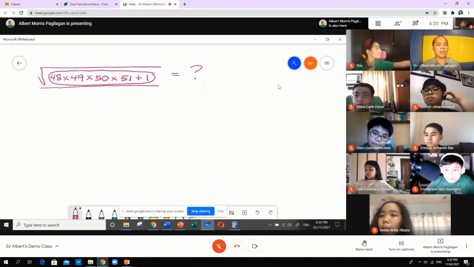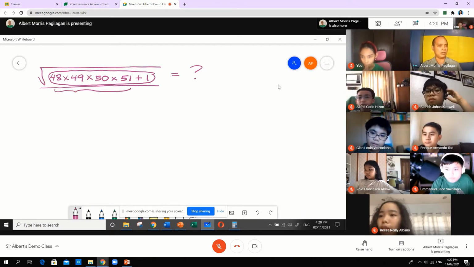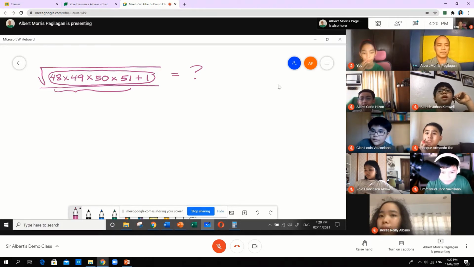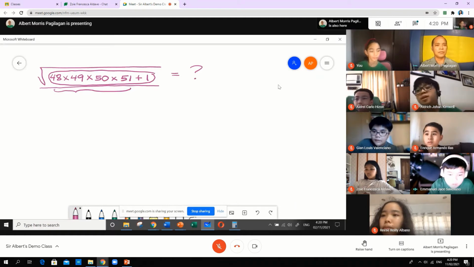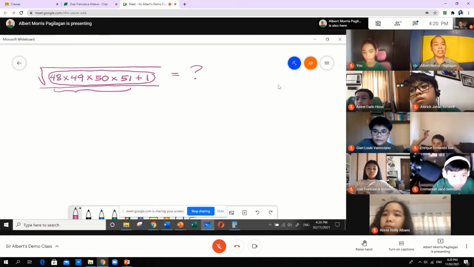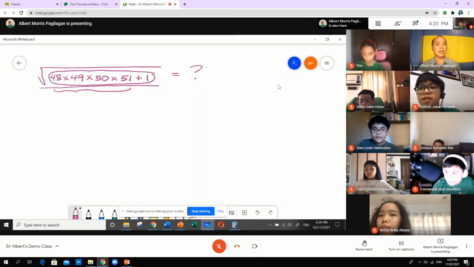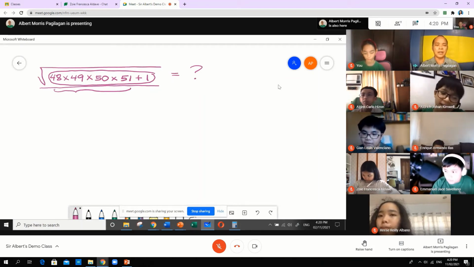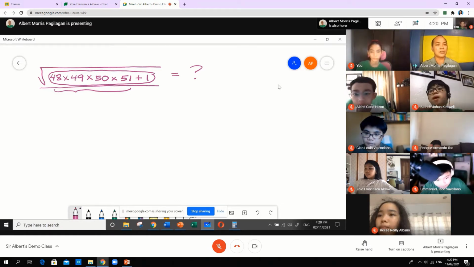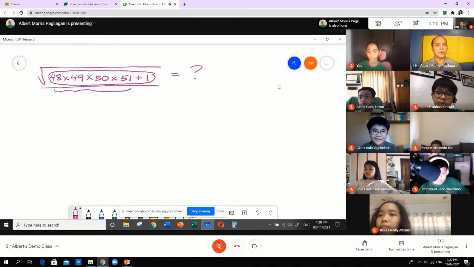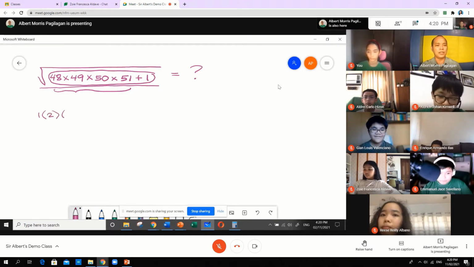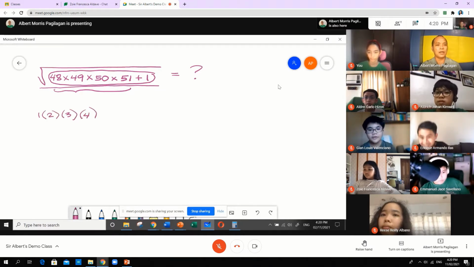And if you look at the pattern of the numbers here, what can you say about 48, 49, 50, 51? Just unmute yourself. What can you say about these numbers? They are all ascending by 1. Yes, okay? These are consecutive numbers, starting with 48. So let's keep that pattern, but this time let's work with smaller numbers. Let's have the first smallest consecutive numbers. So why don't we do 1 times 2 times 3 times 4, and then plus 1, and finally take the square root of this.